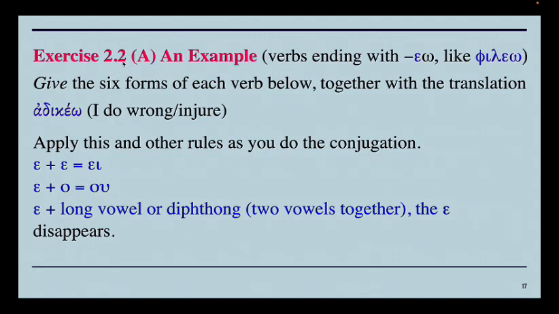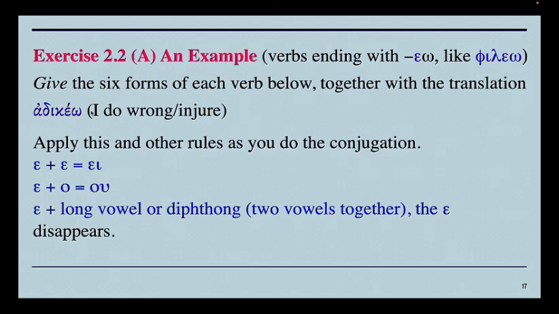Now, exercise 2a, an example. Here now comes verbs ending with epsilon, like phileo. So here is where you need to pay attention, okay? At this point, we are going to talk about contraction, the contracting verbs. We said contraction happens with verbs whose stem ends with epsilon, alpha, and omicron. Good. Now, here you are going to give the 6 forms of each verb, and the translation.